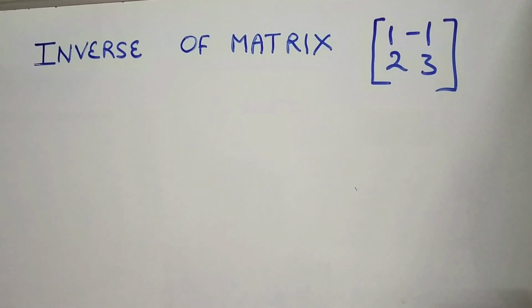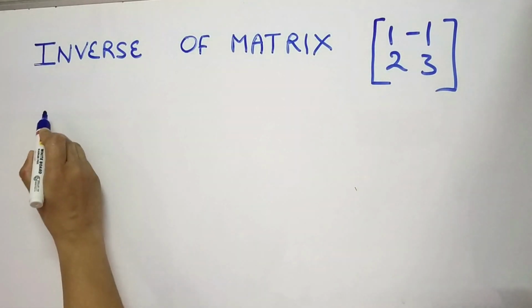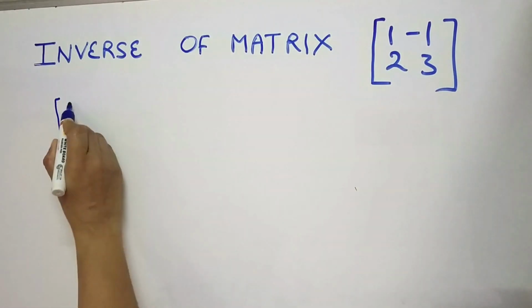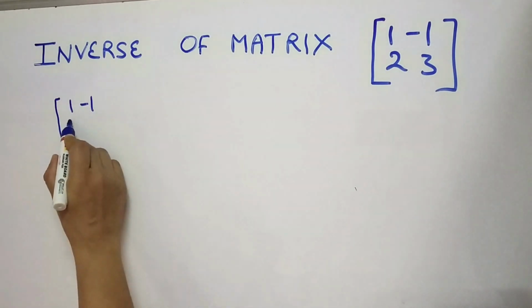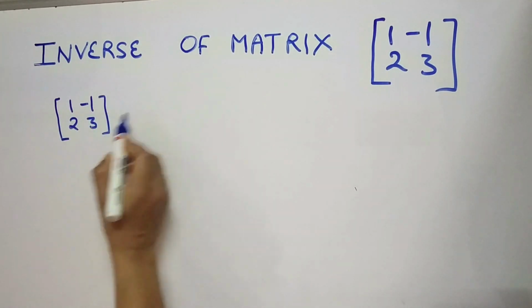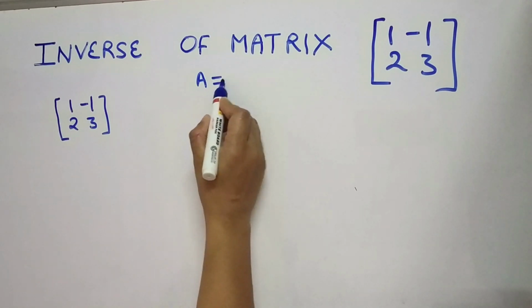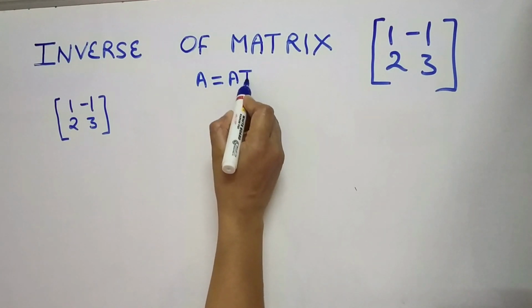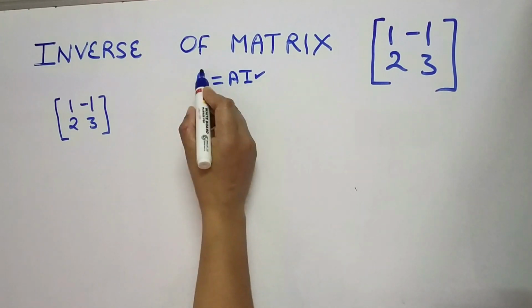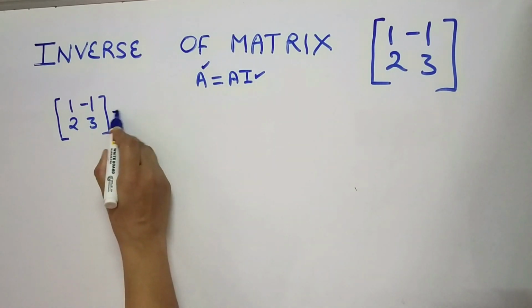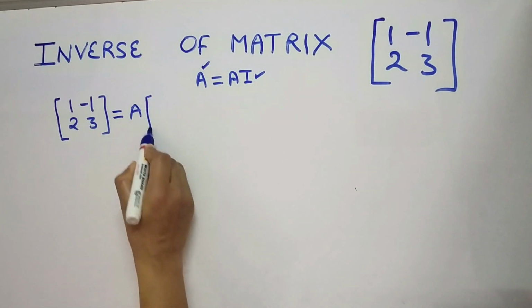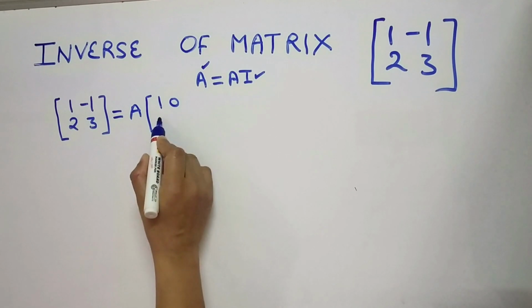Now in the previous video I told how to find the inverse of a matrix using row operations. Now I'm telling you how to find the inverse using column operations. So for column operations, we will take A equals AI, and here we'll do the changes in I, and this A will remain the same.